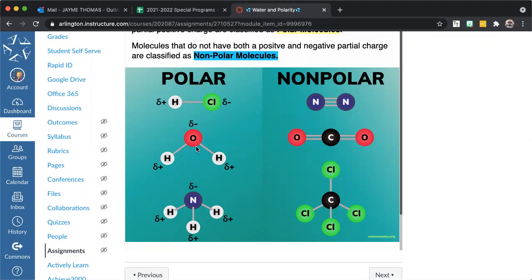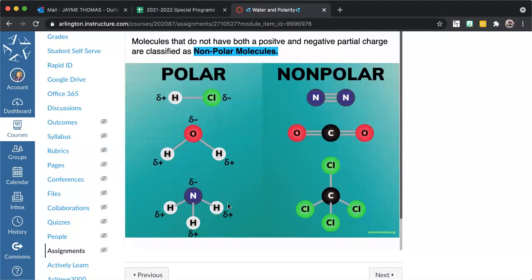Now these over here are all examples of polar molecules. So HCl, because hydrogen has a lower electronegativity than chlorine, and so the electrons are going to be closer to chlorine in this bond. Water, we've already seen: the oxygen side is partially negative, and the hydrogens are the partially positive side. And then another really common one is NH3, which is ammonia. This nitrogen is the partially negative area, and the hydrogens are each partially positive. Okay.